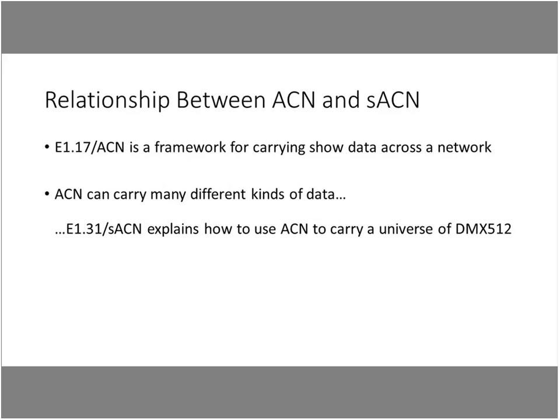And as I said, we'll talk a little bit about the relationship between ACN and streaming ACN. ACN, full ACN as it's often called, is published under ANSI E1.17. It's a framework for carrying show data across a network. And by show data, I mean any kind of data. It was really meant to encapsulate the entire universe of the sun, moon, and stars. So it wasn't limited to just lighting. It was meant to be used for audio. In fact, there's one company that does use it internally for audio, as well as show control data, lighting data, scenery data, anything you can imagine. So it can carry many different kinds of data.